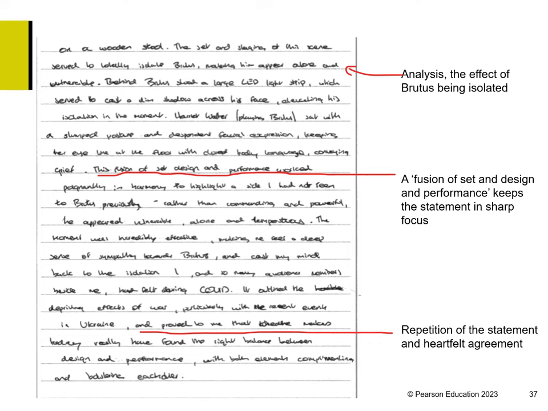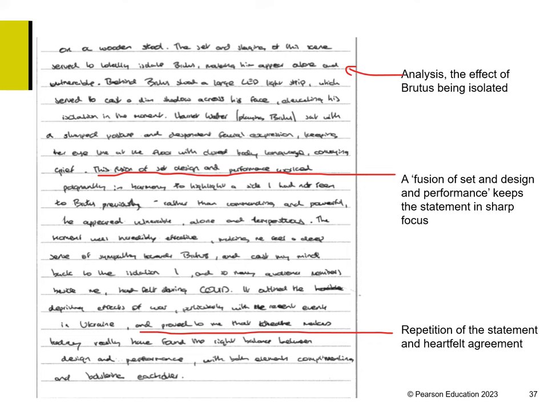Reading the top line, the set and staging of this scene served to totally isolate Brutus. That's a fact, it's just a descriptive detail. So analysis comes when we hear about the impact of that. This was making him appear alone and vulnerable. Behind Brutus stood a large LED light strip which served to cast a dim shadow across his face, etc., etc. So you've got your design element there.